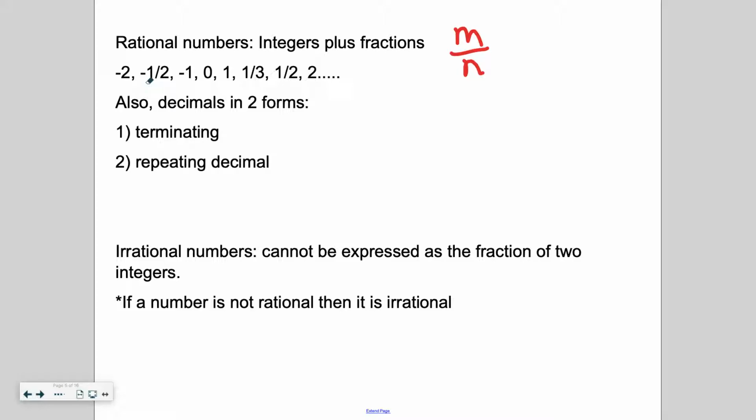The only thing you have to worry about is what can't n be? 0. Why can't n be 0? Because you can't divide by 0.